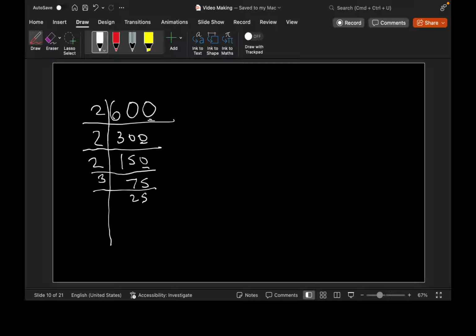25. Is it divisible by 3? No. The next biggest prime is 5. Is it divisible by 5? Yes. So we take 5, and then whatever is left, we get 5 again, right? So the prime factorization for this will be 2 cubed, because that's how many times 2 is coming, into 3 into 5 squared, because that's how many times 5 is coming, right? So this is how you would find out the prime factors.